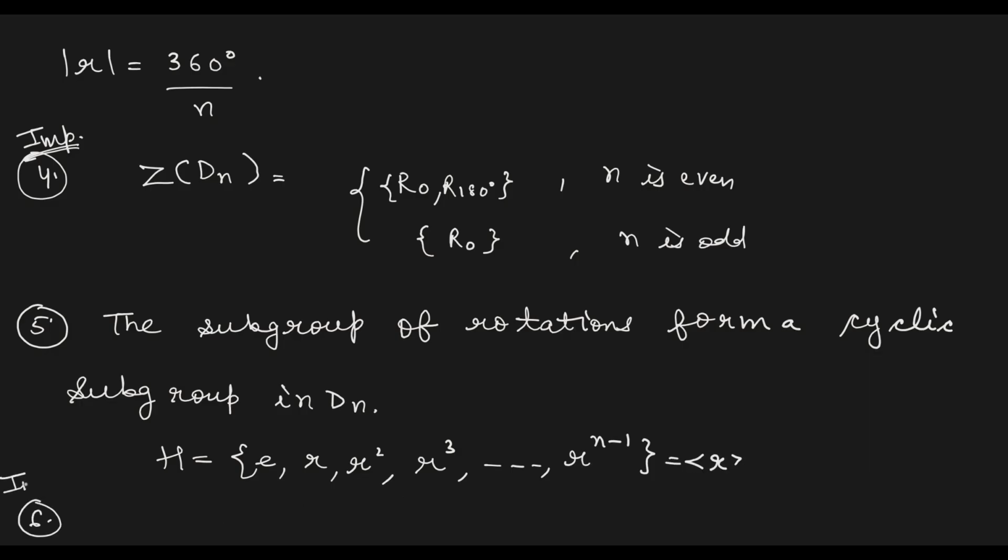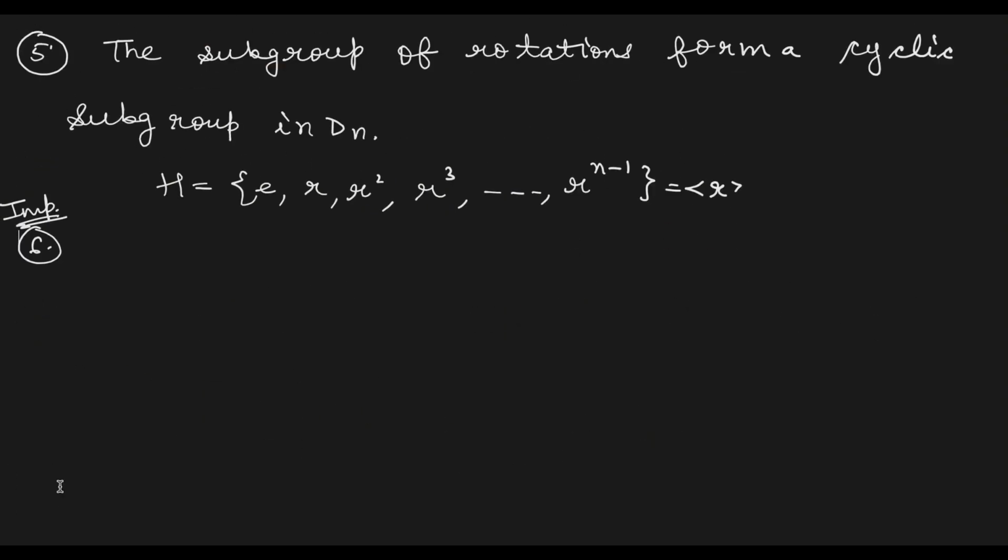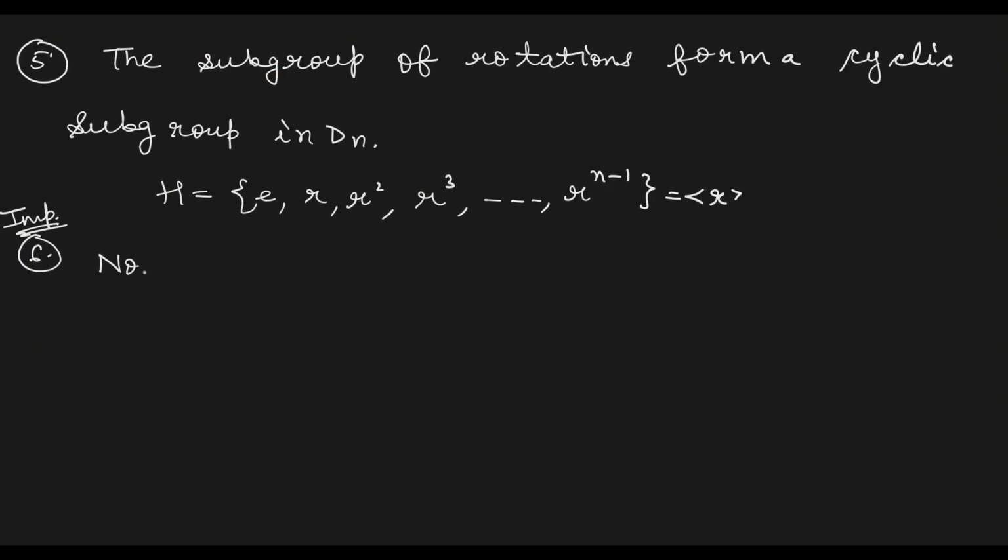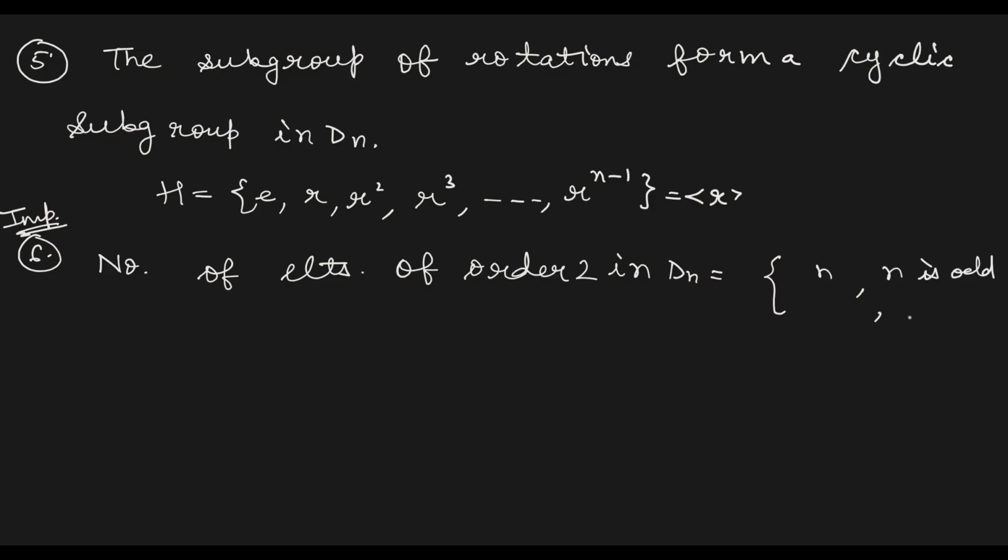Next, this is also important. Number of elements of order 2 in Dn: n when n is odd. When n is even, then n plus 1.